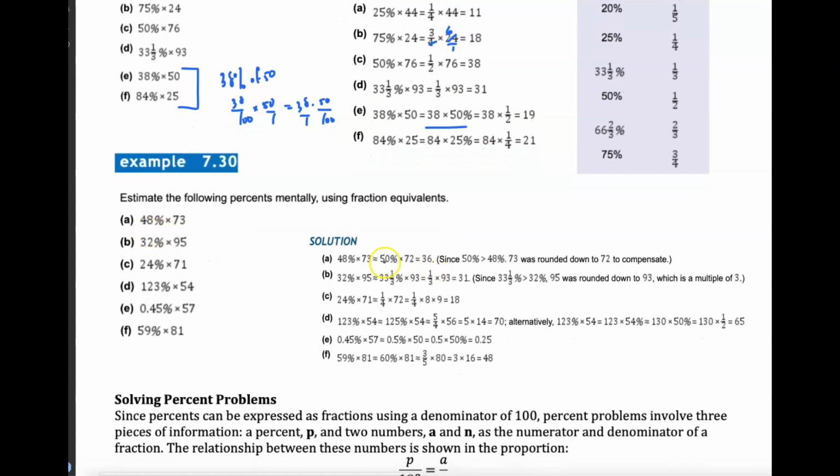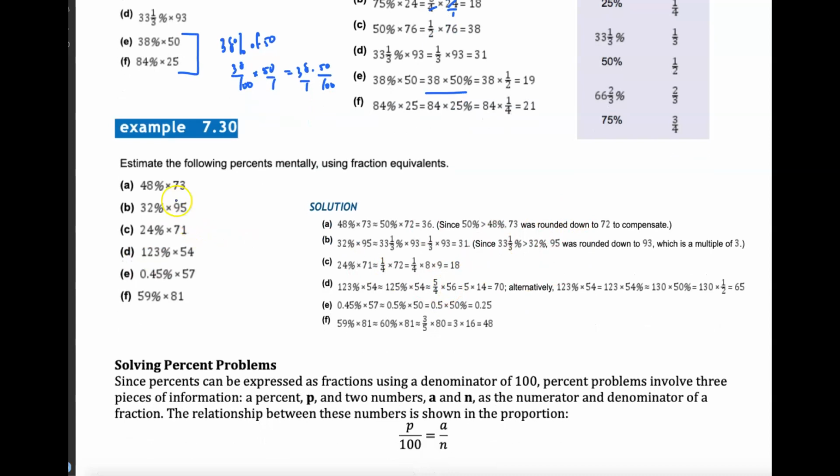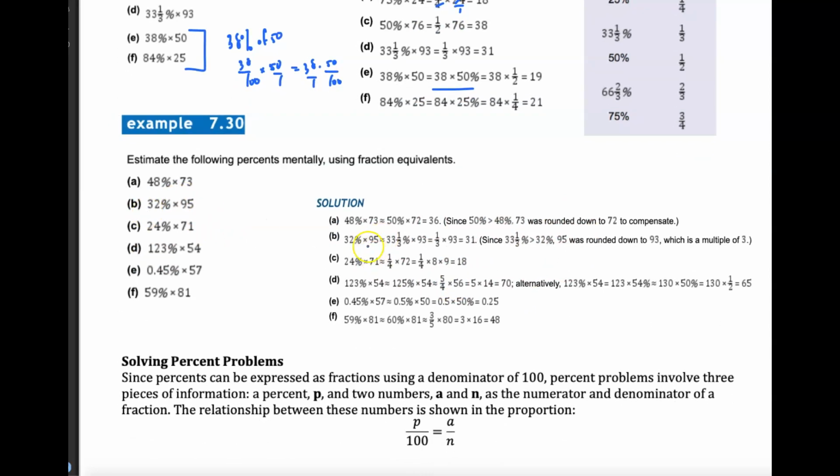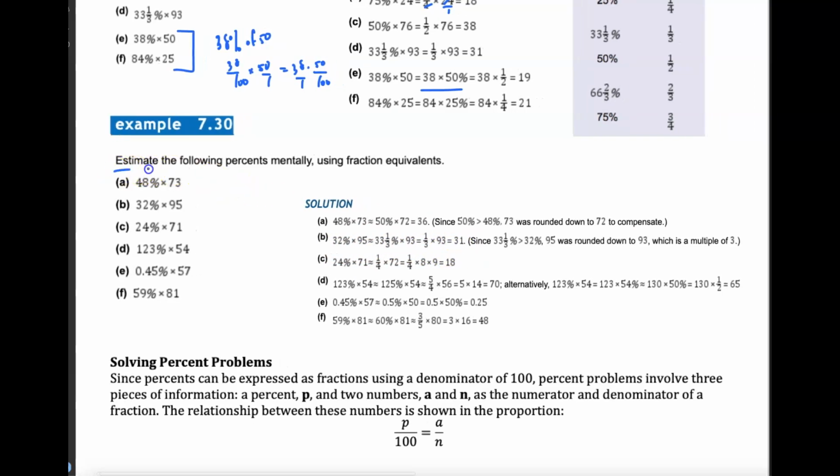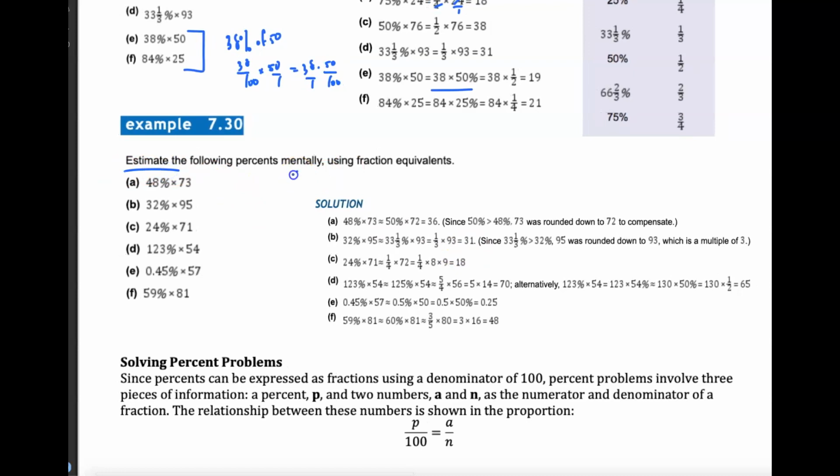Here are some more problems used to estimate. Turn the 48 to 50%, turn the 73 to 72, and look at the different ways here. 32% could be close to 33%, 95 to 93, a third of that. We're just using this to estimate again. So you convert them into compatible numbers, right? You change those to something that is compatible to you, and so you can see the different answers you get.